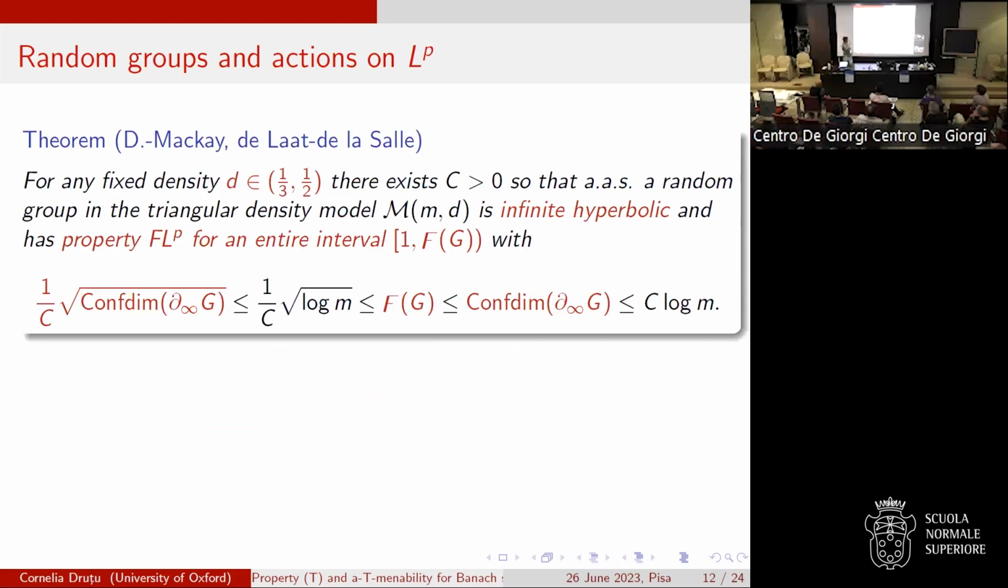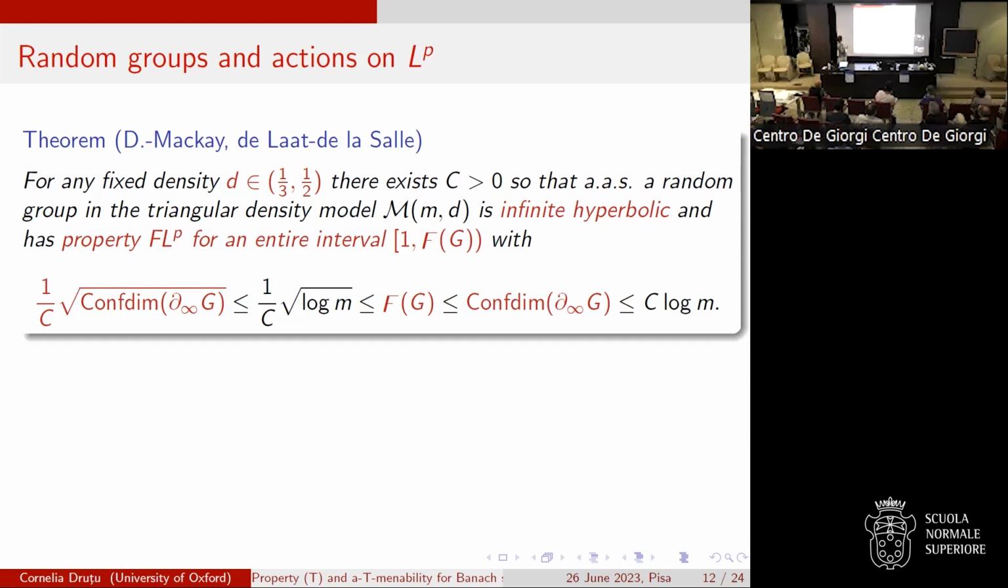And so, going to the first strengthening of property T that I mentioned, the one considering actions on L^p spaces, the requirement was that an affine isometric action on an L^p space has to have a fixed point. And I've argued that the larger p, the stronger the property. Here's what we can say for random groups in the triangular density model. If we place ourselves in the same situation of a fixed density between a third and a half, we know that the group is infinite hyperbolic by Gromov, and we know that all the groups asymptotically almost surely have property T.